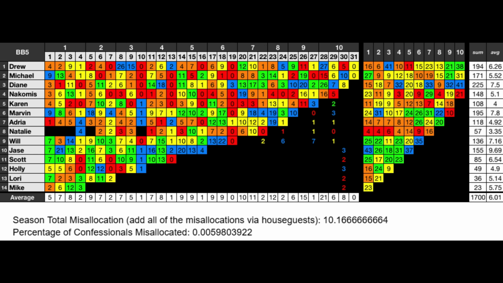And overall, the percentages of confessionals misallocated are very small, but nowhere near as small as the prior two seasons, so I found that interesting. Though there are just fewer diary rooms in general from Big Brother 5 onwards, compared to BB2, 3, and 4.